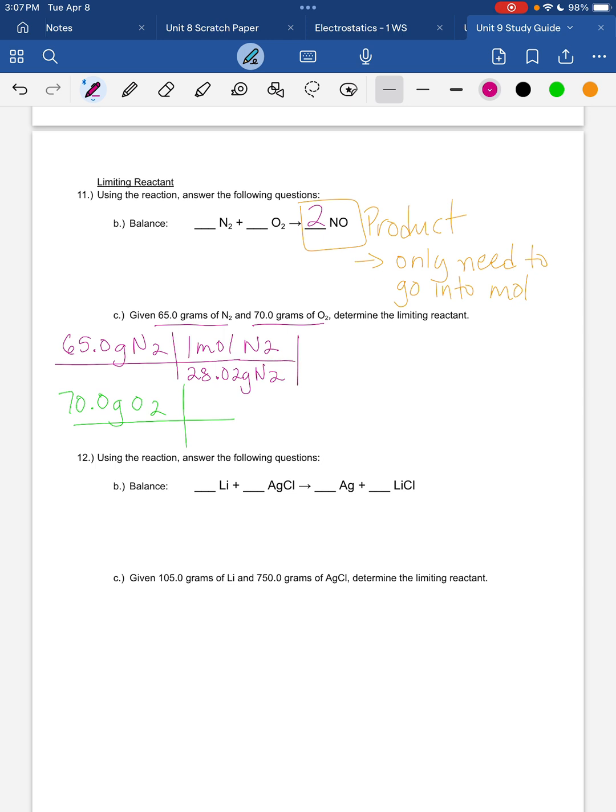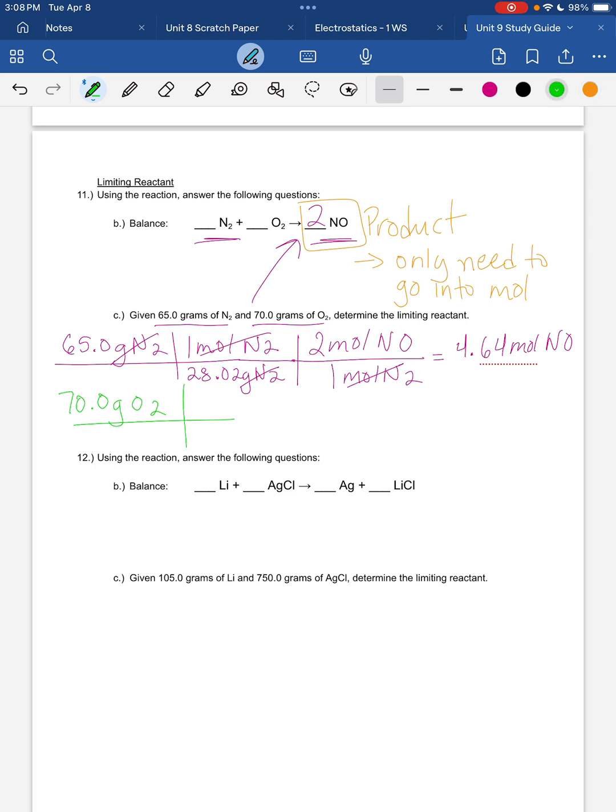Now that we are in moles of nitrogen, we can very easily go into moles of NO by using our mole ratio from our balanced equation. Grams of N2 are going to cancel, so for every 1 mole of N2, we have 2 moles of NO. Moles of nitrogen are going to cancel, so we're left with moles of nitrogen monoxide. When you calculate this out, you get 4.64 moles of NO. That's just from the nitrogen. That's how much it would produce if we had that much nitrogen.